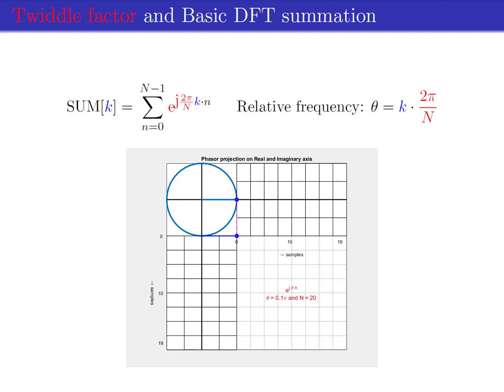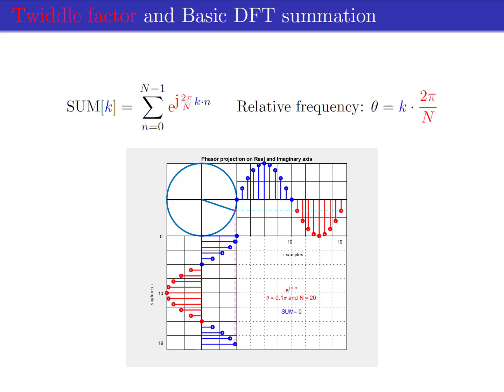In the first animation we show one period of N is 20 samples of the discrete time phasor with relative frequency theta is 2 pi divided by N is 0.1 pi. The projections on the real and imaginary axis are also given. Positive valued samples are depicted in blue and negative valued samples in red.